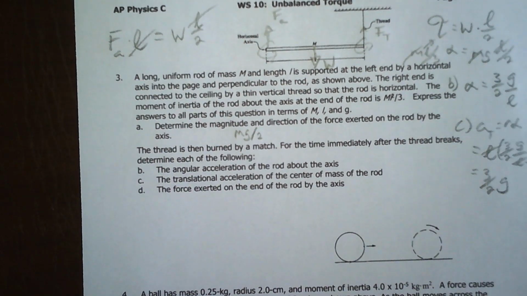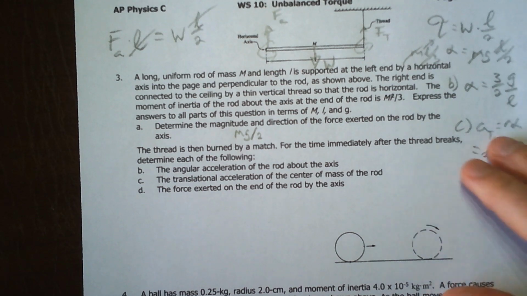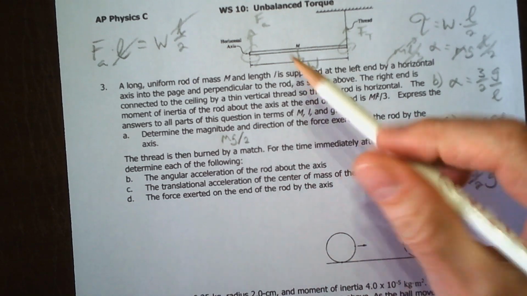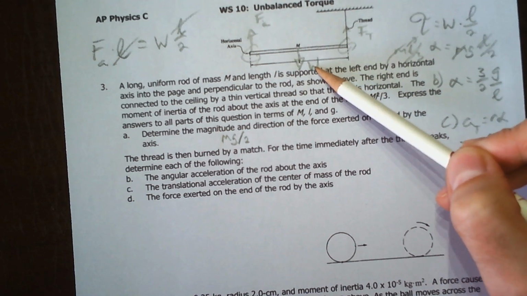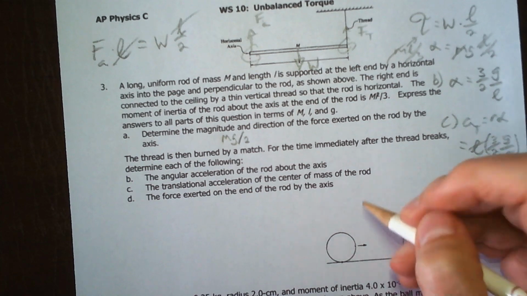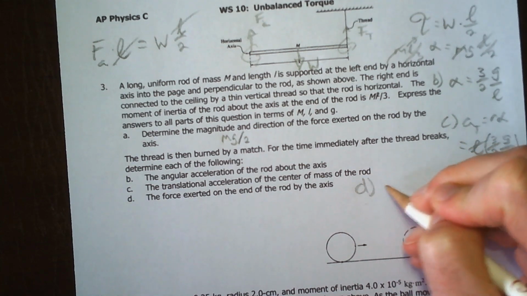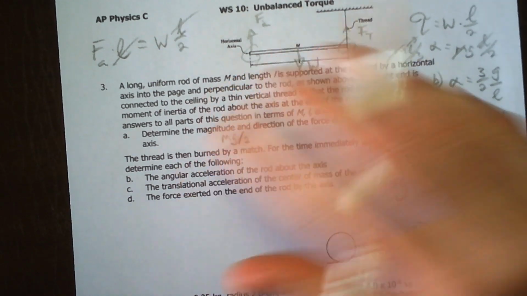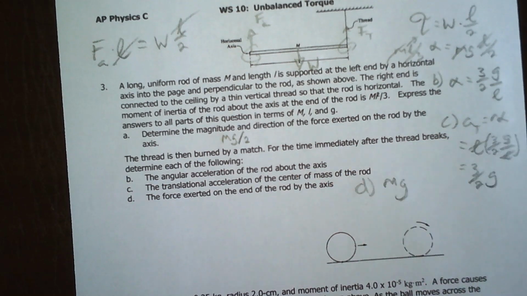The force exerted on the end of the rod by the axis. Okay, well, it's not translating, so the net force has to be 0. And so that means the force at the axis has to be equal to the weight. I think it's probably a 1-point question. It's simply going to be mg. It has angular acceleration, but there's no translational acceleration, so therefore the net force has to be 0.